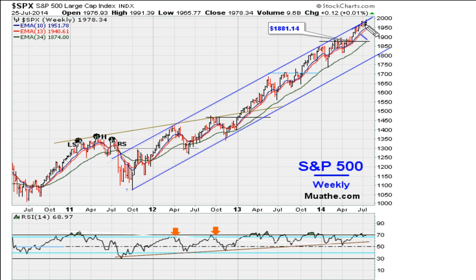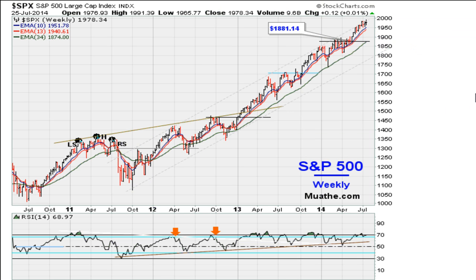So that being the case, we have to assume eventually a pullback is due based on the fact that this is good resistance. It's been established over a couple of years going back to 2011, and the market has failed to breach it. More than likely we get a pullback just off that formation.